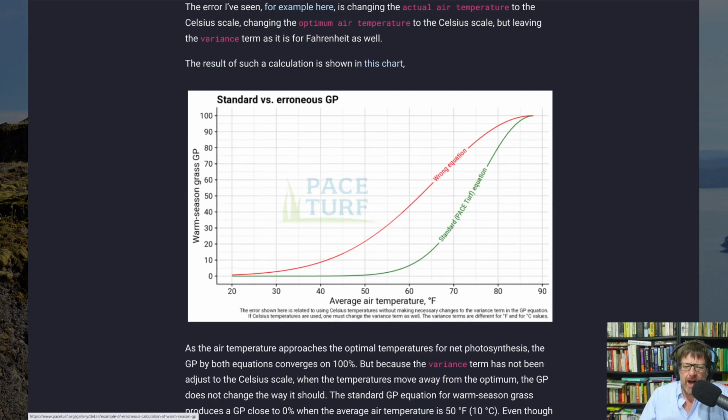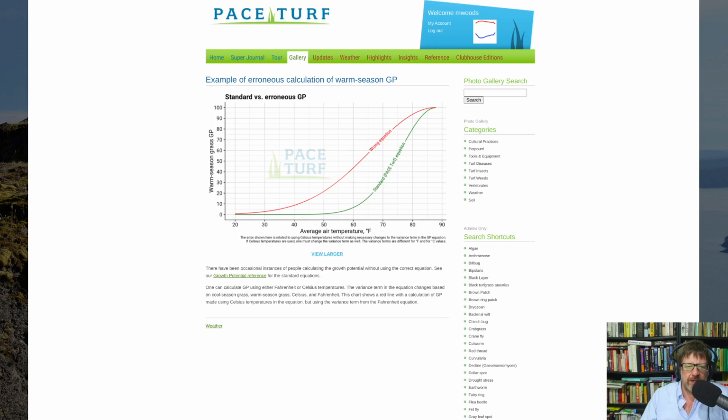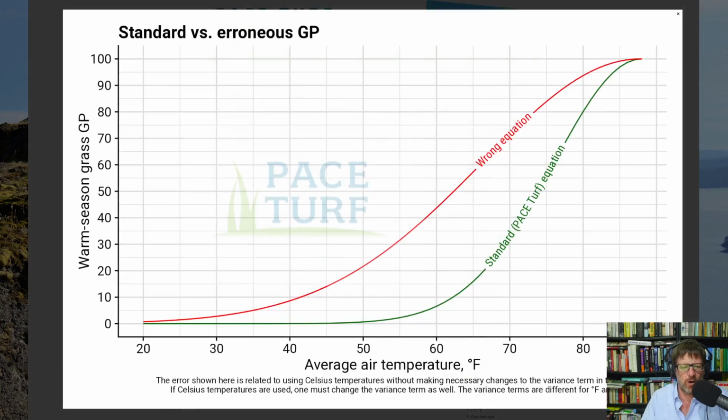So I made a chart to show what the error was, and I'll bring that up on the screen. And let me make sure that's still showing. And I'm just tinkering around with this for those who are watching this. So if you're listening, I'm now showing a chart on the screen. The chart has a title, Standard versus Erroneous GP. And this is posted in the gallery of the Pace Turf website.